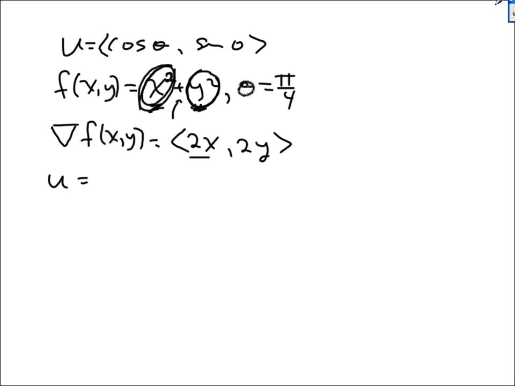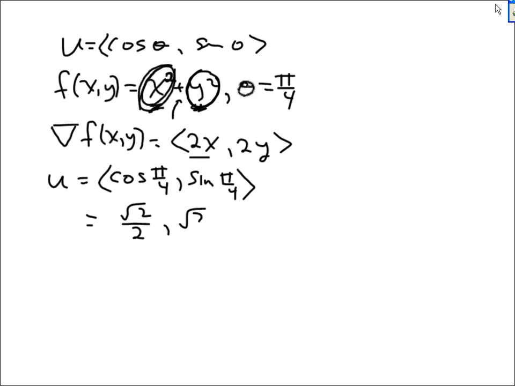Okay, and we have u. It's cosine pi over 4 comma sine pi over 4, which means it's the square root of 2 over 2 comma square root of 2 over 2.